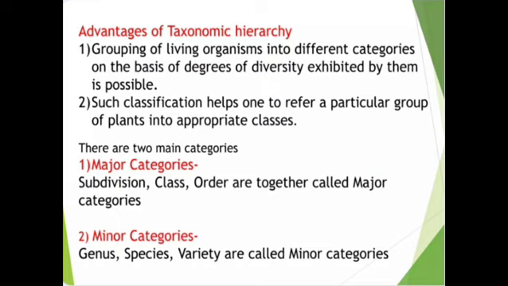Advantages of taxonomic hierarchy. First, grouping of living organisms into different categories on the basis of degrees of diversity exhibited by them is possible. Second, such classification helps one to refer a particular group of plants into appropriate classes. There are two main categories. First, major categories, subdivision, class, order are together called major categories. Second, minor categories, genus, species, variety are called minor categories.